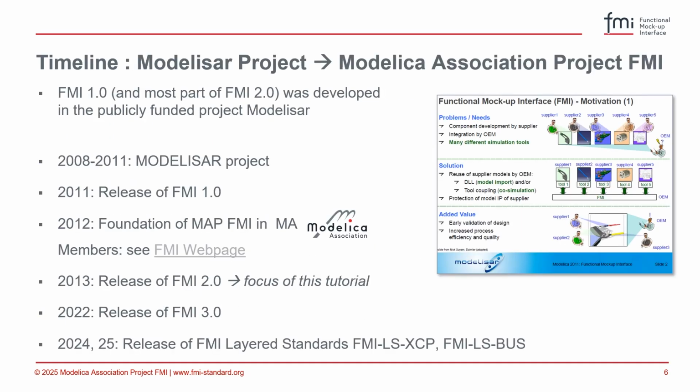FMI 1.0 and most parts of FMI 2.0 were developed in the publicly funded MODELISAR project. In 2011, FMI 1.0 was released. Since 2012, FMI is developed in a project within the Modelica Association. In 2013, FMI 2 was released, which today is most broadly used in industrial practice, and which thus is the focus of this tutorial. In 2022, FMI 3 was released with many new capabilities.